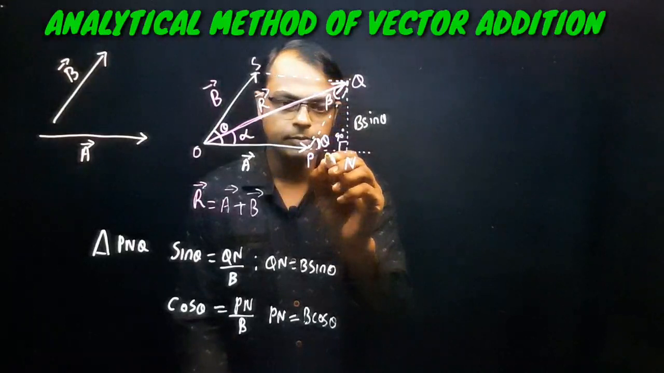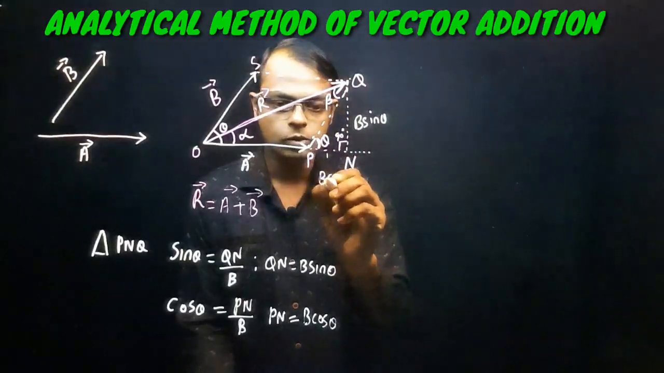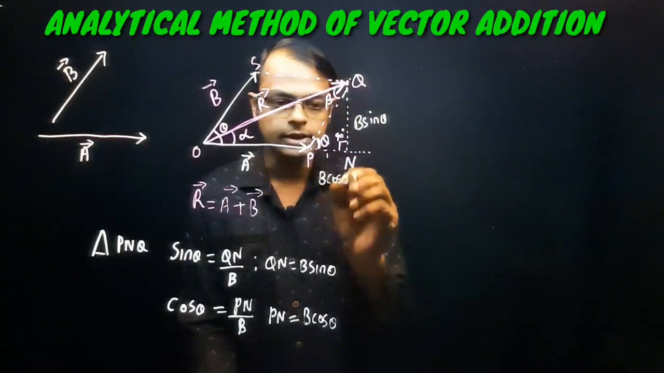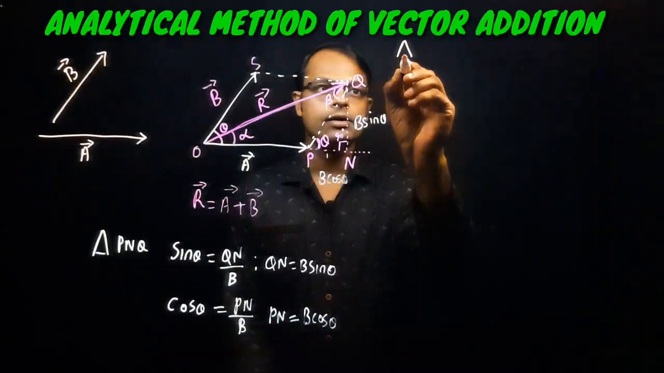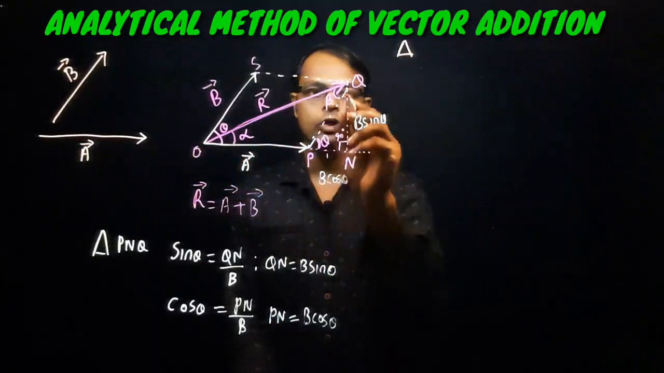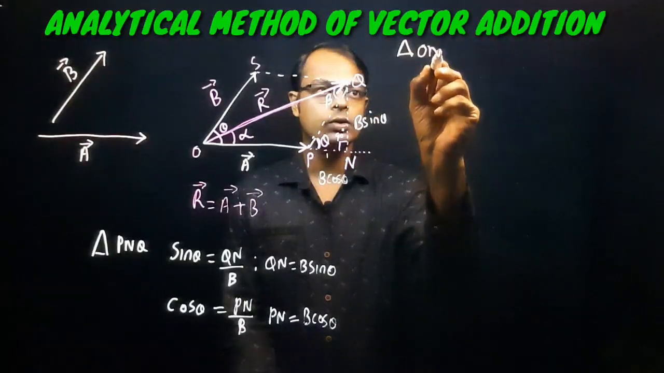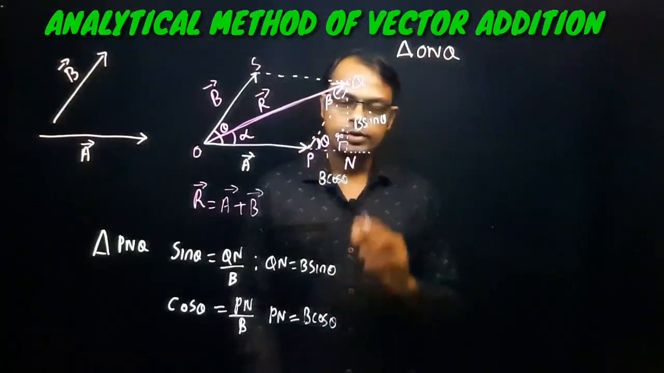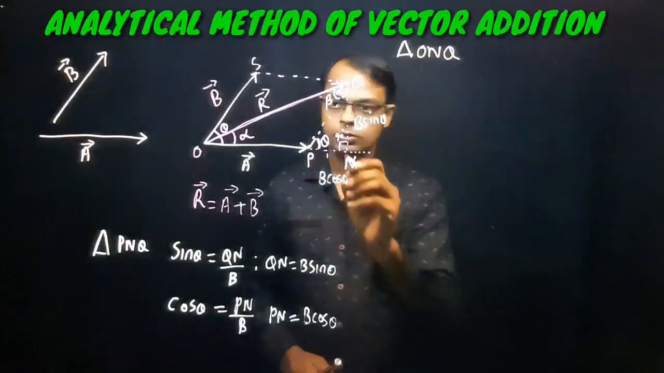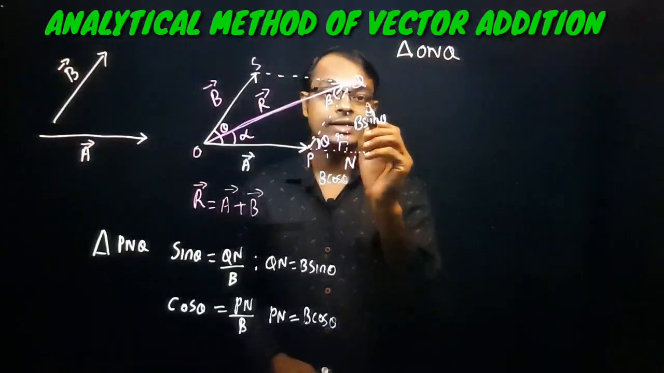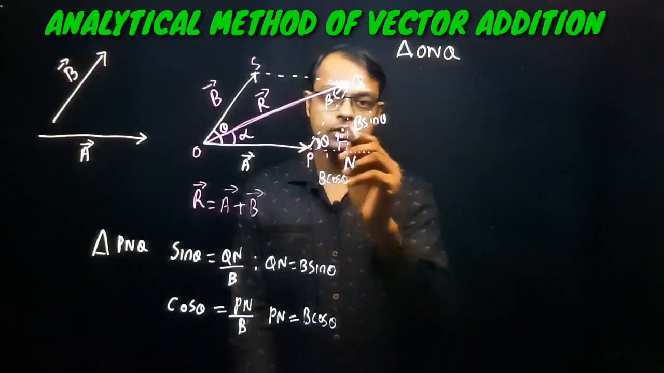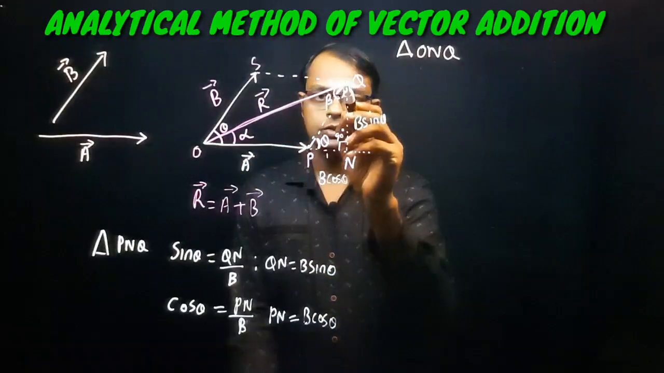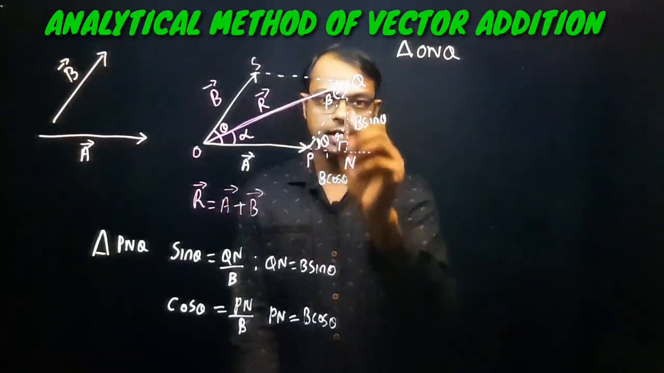So we can write here the PN value, that is equal to B cos theta. Consider another triangle, that is triangle ONQ. From the triangle ONQ, you can see here, use the Pythagoras theorem. What is the Pythagoras theorem talking about? Hypotenuse square is equal to base square plus height square, right?